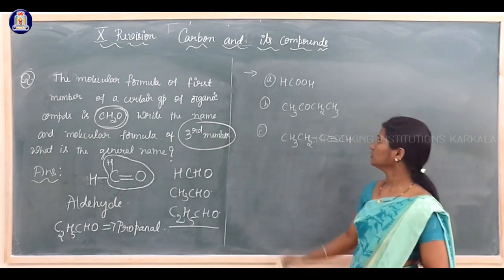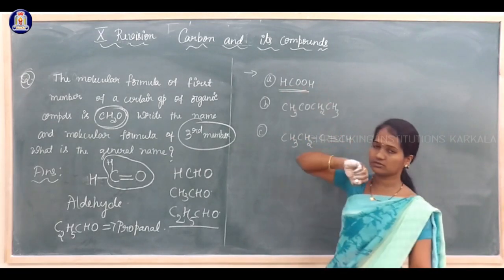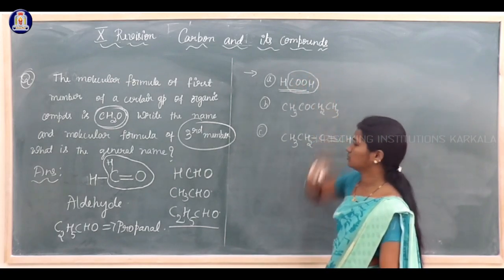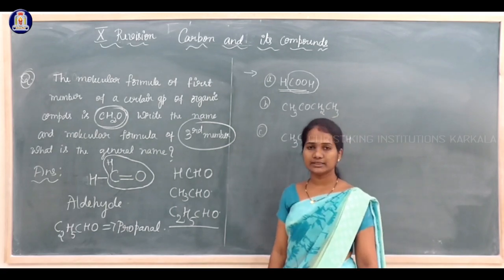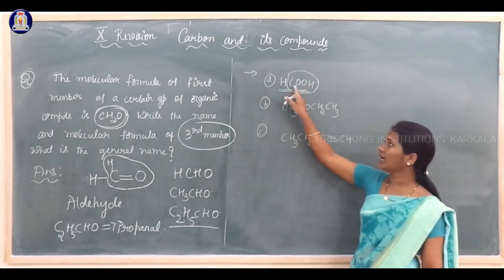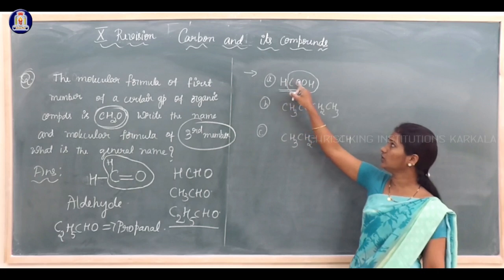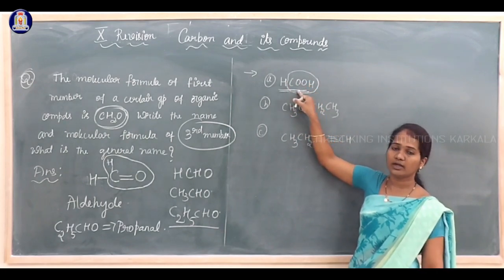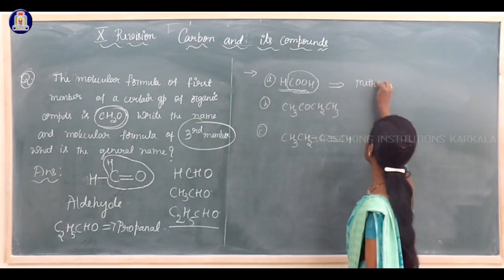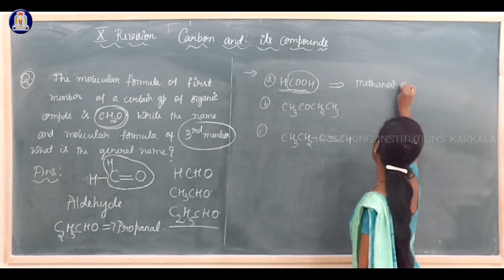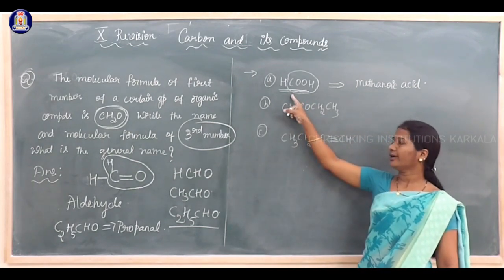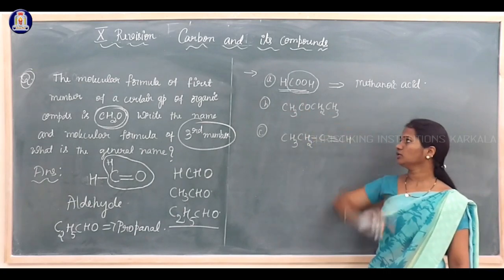Name these compounds. Which is the first compound? In the first compound we can see COOH. This is the functional group of carboxylic acids. Here only one carbon atom is present. So HCOOH. This formula represents which compound? This is methanoic acid. Methanoic acid, the formula HCOOH. Come to the second one.